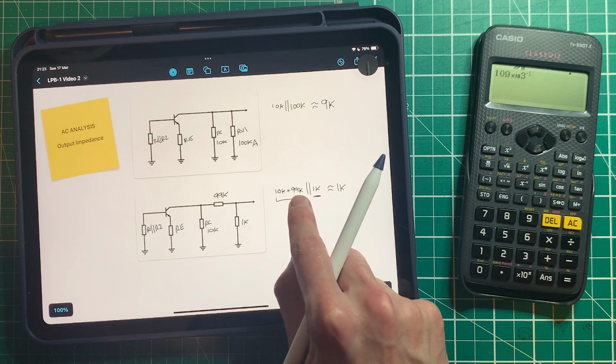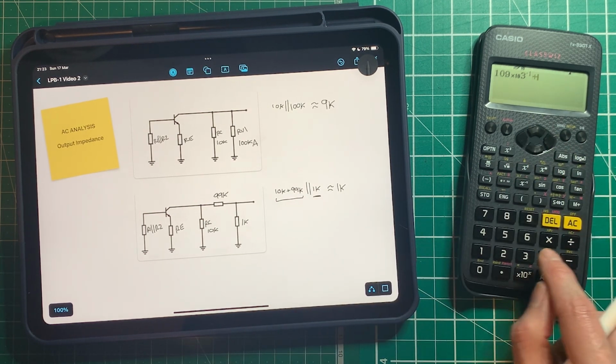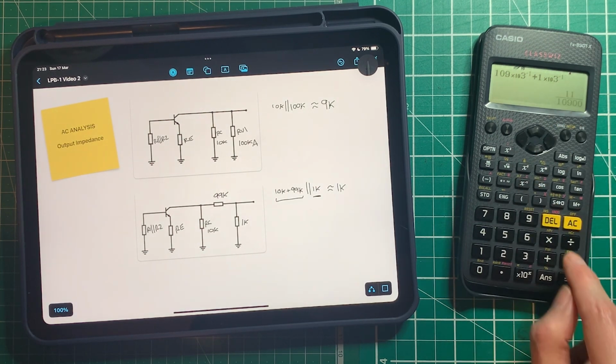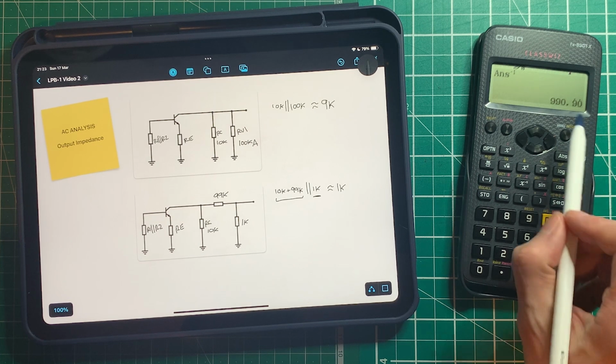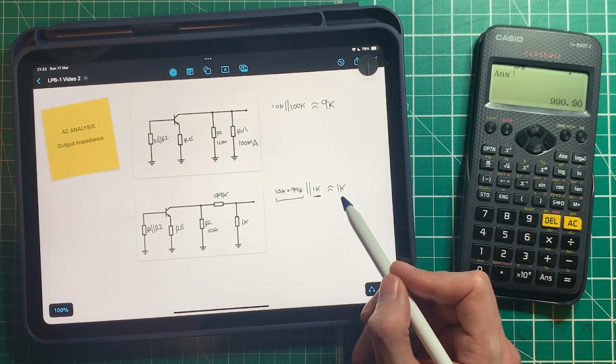109 I got from adding 10k to 99k, by the way. Plus 1 times 10 to the minus 3, equals, and then we'll take the reciprocal of that, and we get 990.9 ohms, so pretty much exactly 1k.